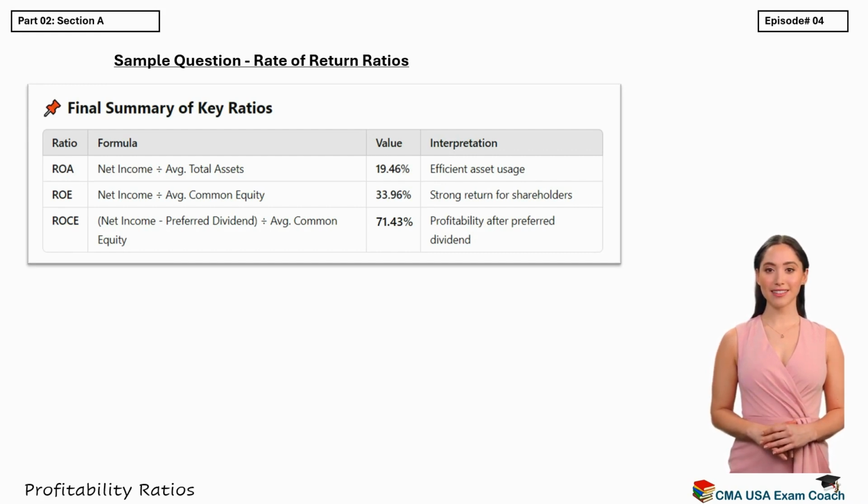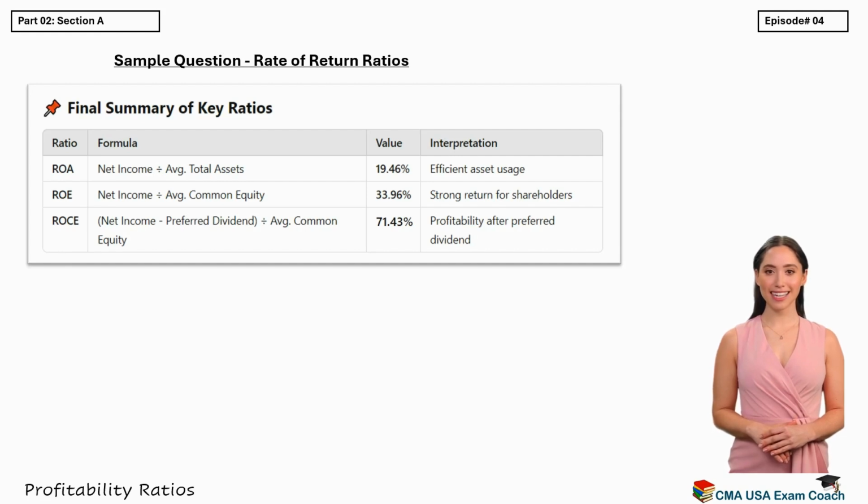Return on equity is 33.96%. This indicates the company is generating a strong return on shareholders' equity. For every dollar invested by shareholders, the company is returning about 34 cents in profit. That shows solid financial performance.